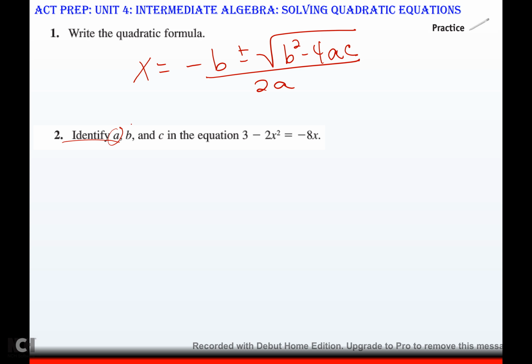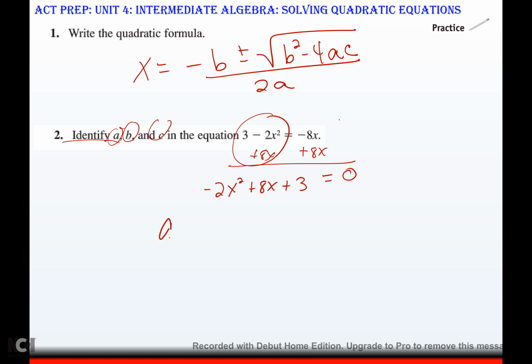Number 2 wants me to just identify a, b, and c, which I cannot do until this is in standard form, which means I need 0 on one side. So I'm going to add 8x, which gives me 0 on one side, which is what I want. Now these you need to put in quadratic order, which means the second degree term first, and its sign, it's negative. Then my positive 8x, and no sign in front of 3 means it's positive 3, which means a is negative 2, b is 8, and c is 3. Okay?